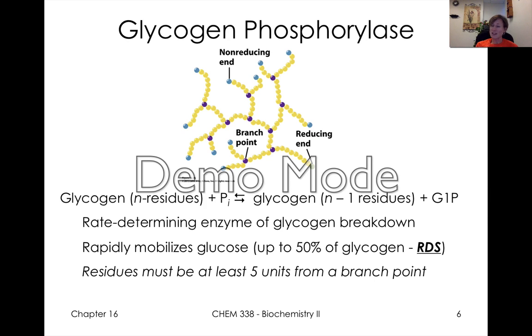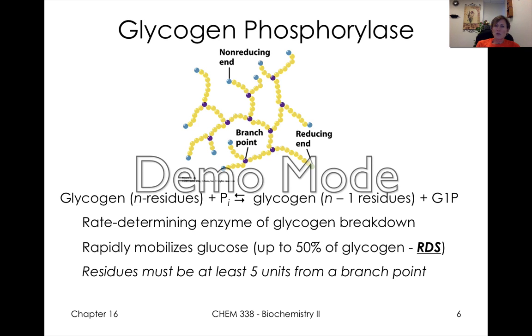We'll look at that from a mechanistic standpoint, and we'll see how water would participate in this process, and then we'll see how phosphate could take its place and participate. But what that really means is we don't generate free glucose, we generate glucose with a phosphate where an OH normally would have been, so glucose 1-phosphate. Again, we're going to look at the details of this enzyme, but I want you to understand that it's a rate-determining enzyme of glycogen breakdown. So again, it rapidly mobilizes glucose. About 50% of the glycogen is rapidly mobilized as glucose 1-phosphate by this enzyme doing its job.